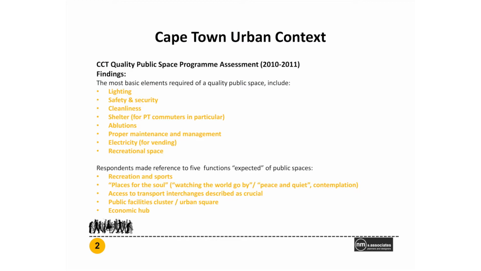transport interchanges, that was a key thing, and it had to have public facilities. There needed to be a cluster of facilities that people could use. They spoke about an urban square where they could mingle with other people and also encounter other people. And then it needed to be an economic hub as well.